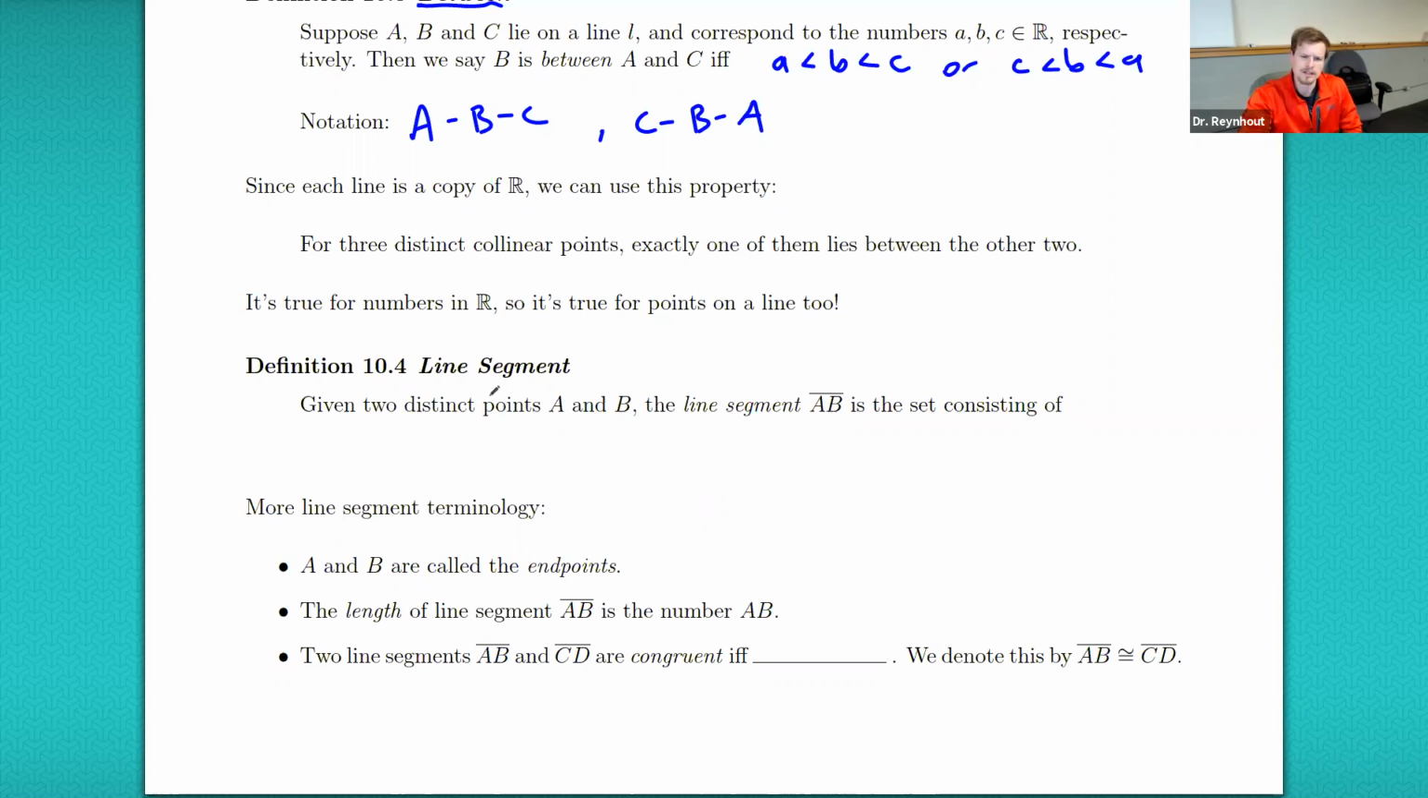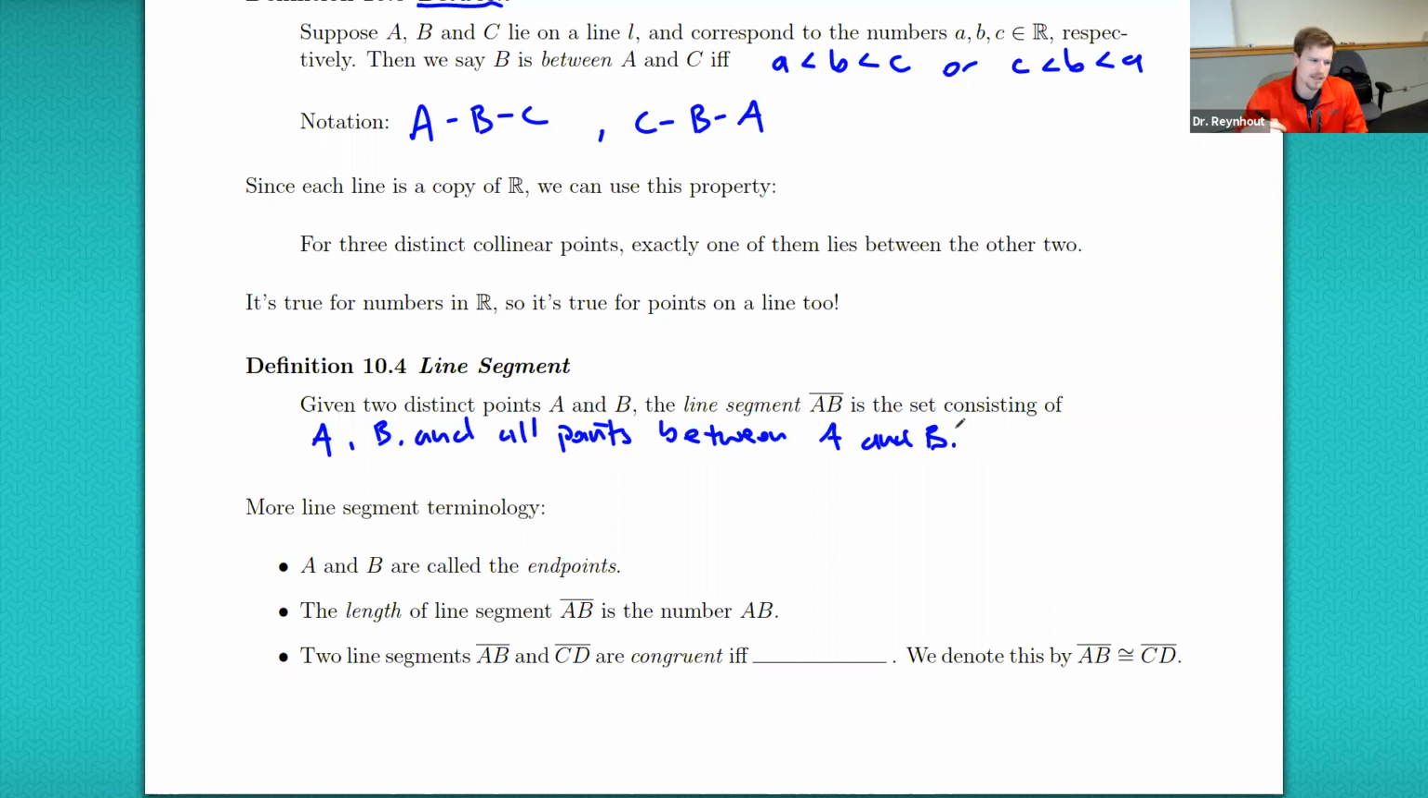So for two distinct points A and B, the line segment AB is the set consisting of the point A, the point B, and all points between A and B.